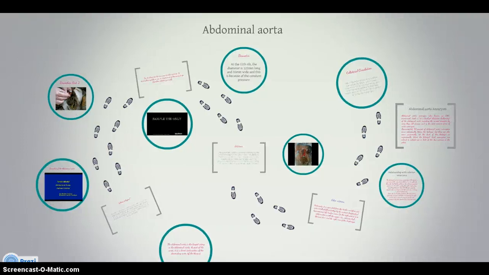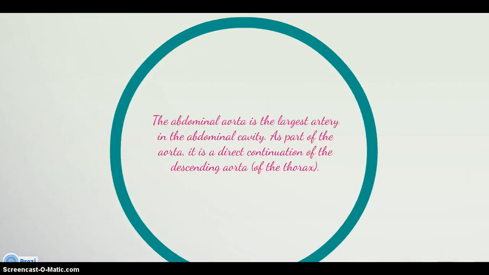In this video, we're going to talk about the abdominal aorta. The abdominal aorta is the largest artery in the abdominal cavity. As part of the aorta, it is a direct continuation of the descending aorta of the thorax.